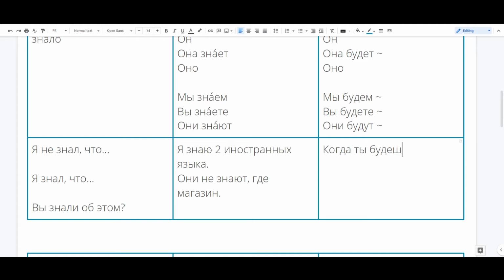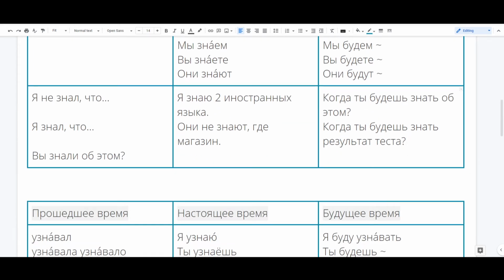Когда ты будешь знать об этом? When will you know about this? Когда ты будешь знать результат теста? When will you know the result of the test? It's a bit tricky. We will compare it with the perfective one soon.